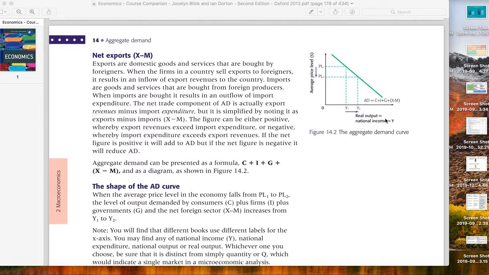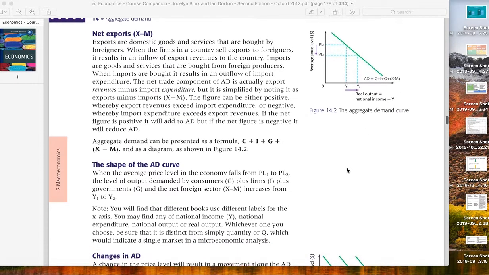If the net figure is positive, it's going to add to aggregate demand. If it's negative, it's going to reduce aggregate demand. Got it? So that's how net exports impact your demand curve in a macroeconomic sense. So the entire aggregate demand can be represented in a formula: C plus I plus G plus X minus M. Here in 14.2, can you see that right there? That demonstrates the diagram here where you have the demand curve, the AD, aggregate demand, equaling C plus I plus G plus X minus M.